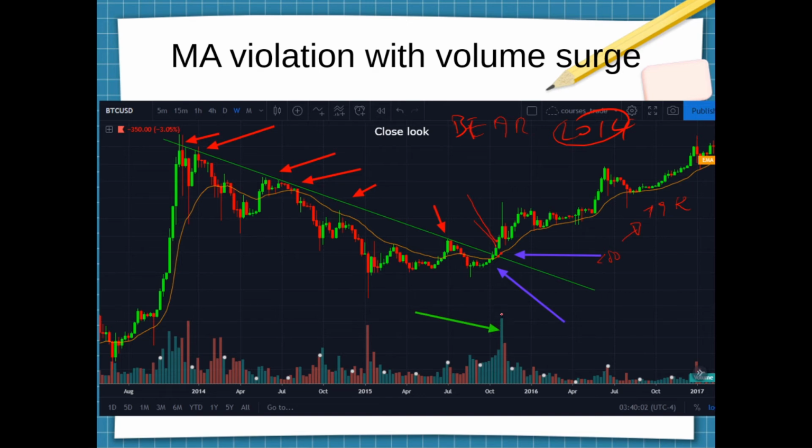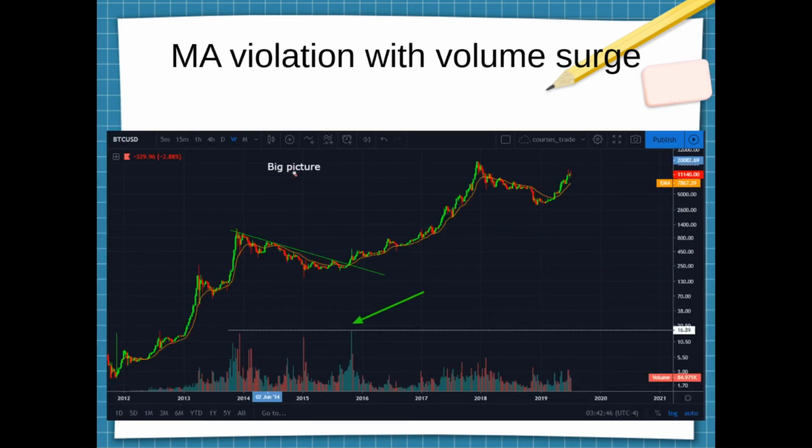This spike right there is the biggest we ever had in 2 years. This is 2014, 2015, and almost 2016. In 2 years, this is the biggest spike of volume. This is a closer look, that's the big picture. Take a look at this. This is the highest spike of volume we had in more than 2 years.